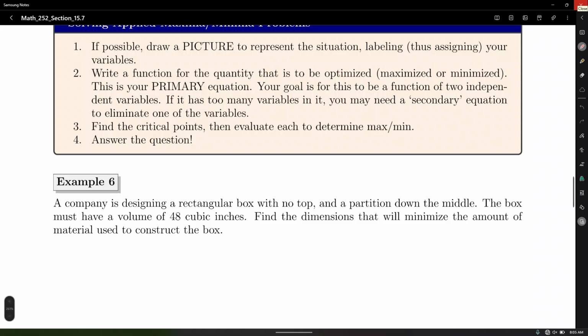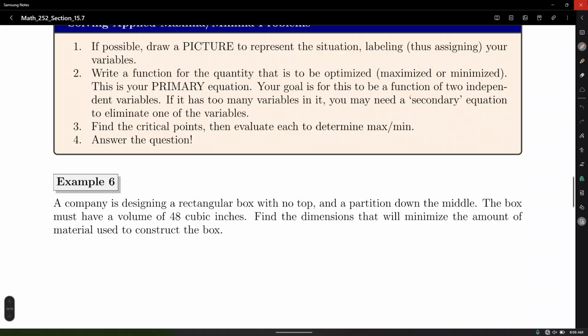Our company is designing a rectangular box with no top and a partition down the middle. The box must have a volume of 48 cubic inches. They're asking us to find the dimensions of the box that will minimize the amount of material. Typically you minimize the amount of material, and it could be a little tricky.